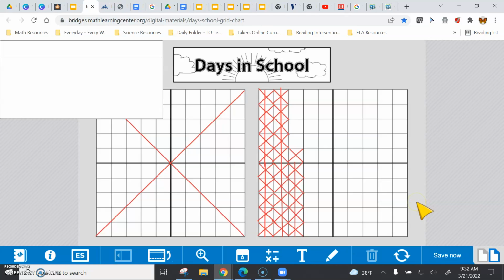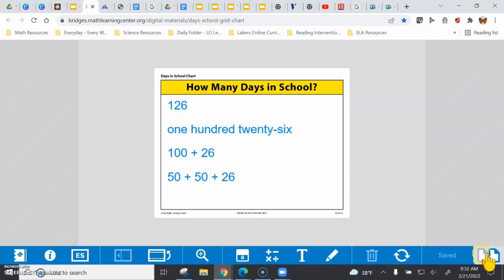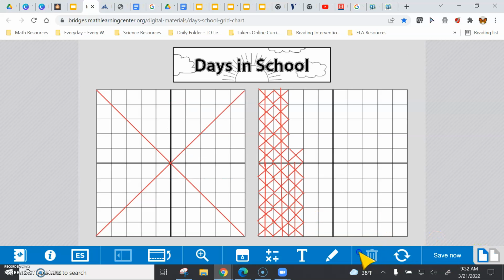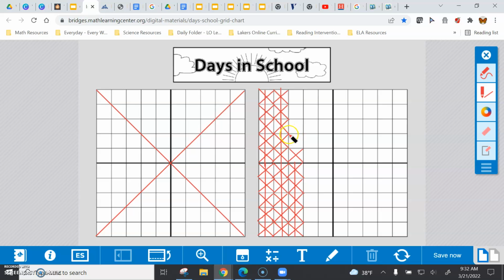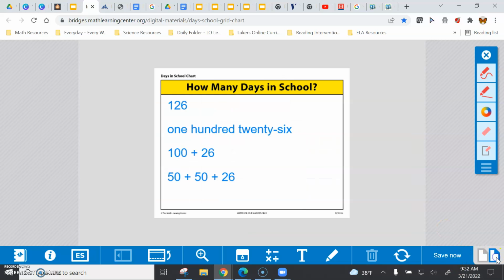We're now going to look at our days in school, which keep flying by. We now have 120. Are you ready for this? 127 days. This is 127 days that we've been in school together. Time is flying by. Flying.